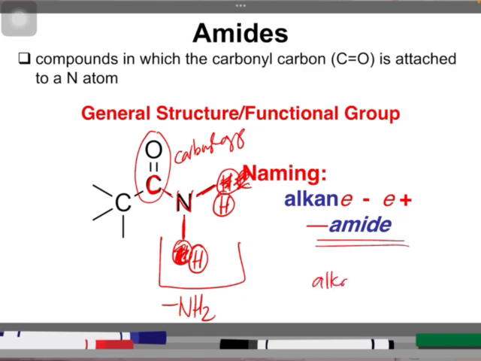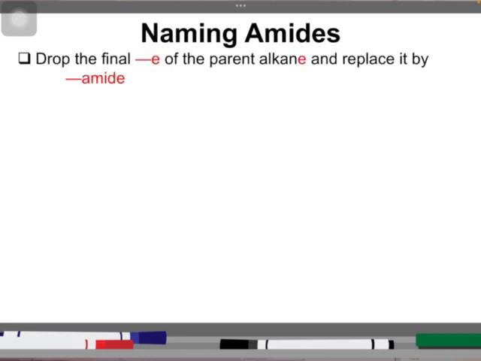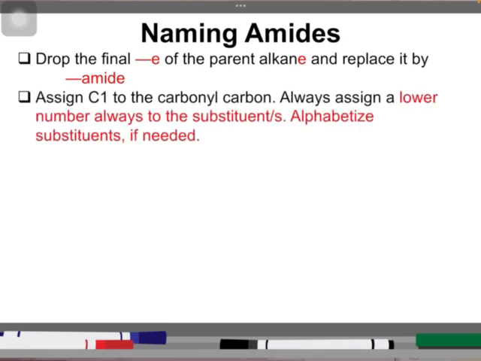Okay? So, let's give some examples. Again, the rule for naming your amides: drop the final E of the parent alkane and replace it with amide. Again, we assign C1 to the carbonyl carbon. So, the direction of the numbering will be away from the C double bond O. Always assign a lower number to the substituents when we have 2 or more substituents. And then, alphabetize the substituents if needed. Okay, so let's give examples.